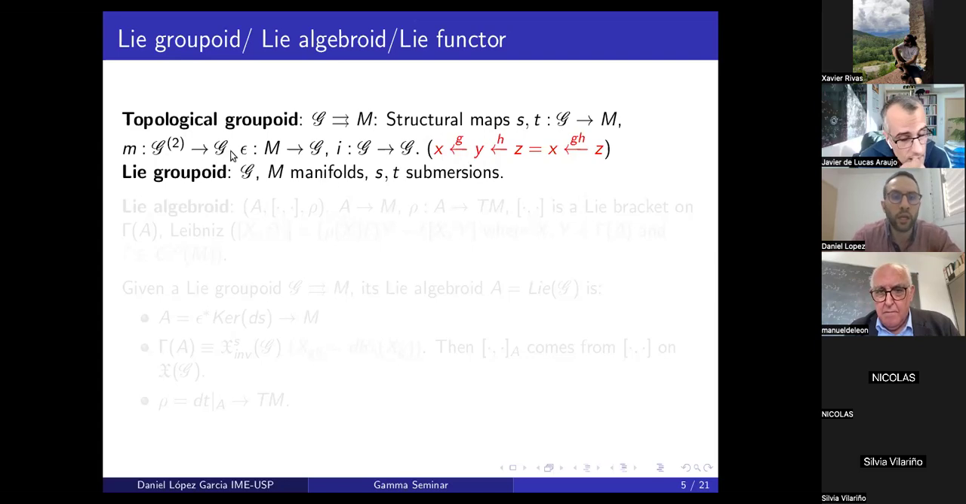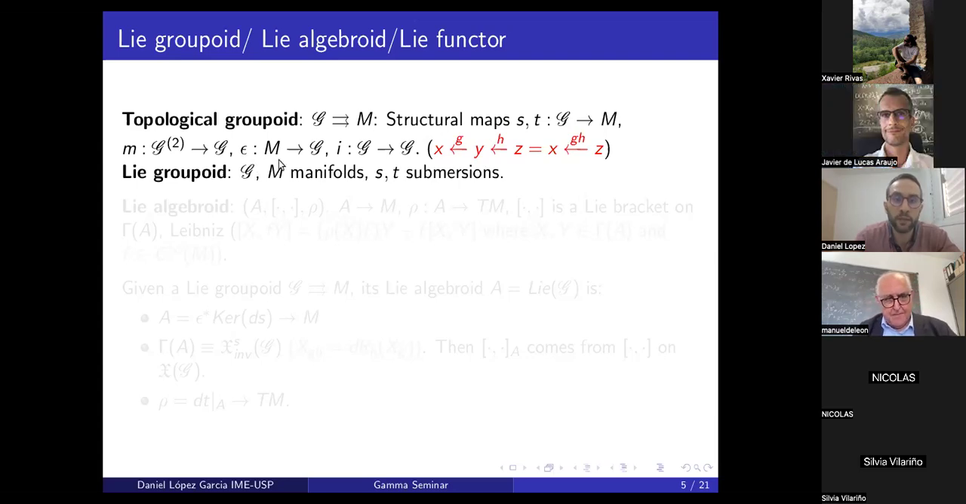Okay. And this is also a kind of generalization of groups, so you also have a multiplication. But the difference with Lie groups is that your arrows must be composable, like these two. You can multiply this one and obtain this one. And this G2 is a manifold, or well, the set of composable arrows, if you want.